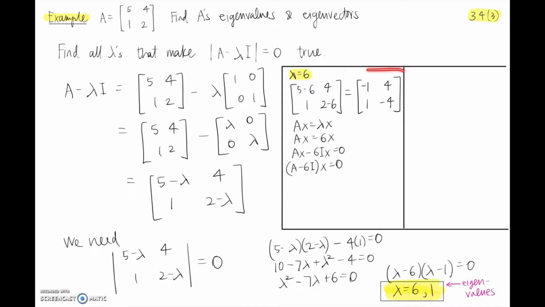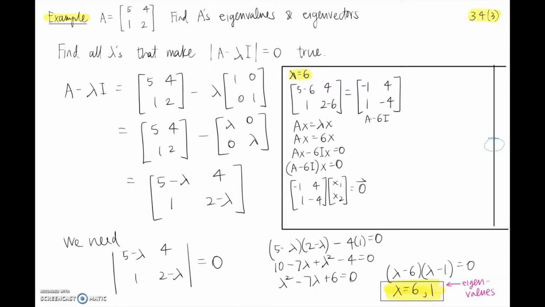And this right here is A minus 6I. I went through that work already to do it. So this is our A minus 6I matrix. And so we want to know, when does negative 1, 4, 1, negative 4 times our eigenvector, x1, x2, equal 0? I'm going to move this over because I'm going to need more space. I'm also going to call the 0 vector 0, 0.